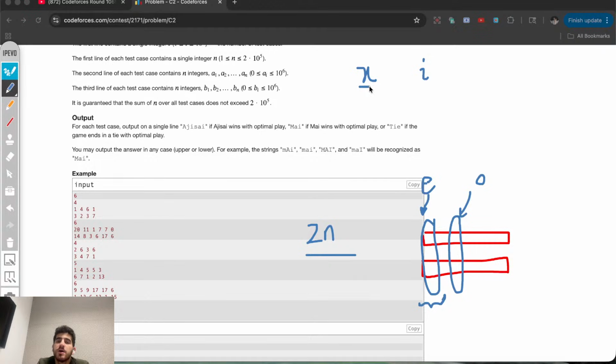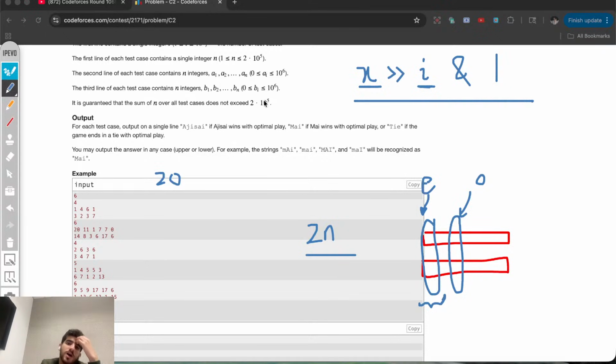If I want to see whether in some number x, bit number i is 1 or not, I can just do this: x shifted to the right by i, and 1. That's how we can find out if bit number i in x is 0 or 1. So you will have a for loop on i from the most meaningful bit. From bit 20, because the numbers are up to 10 to the power of 6, I can go from 20 and go down to 0. I can even start from 19. But anyway, it doesn't matter.